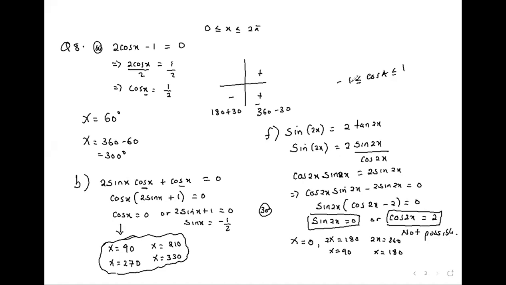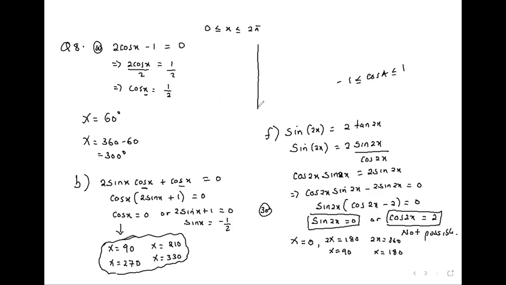Sir, I'm not understanding what you're doing in this question. Where are these values coming from? 2x is equal to 180, 2x is equal to 360. These values I'm not understanding.